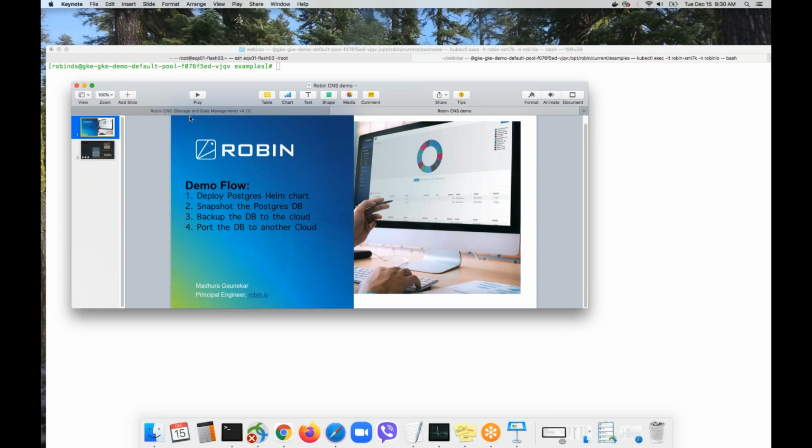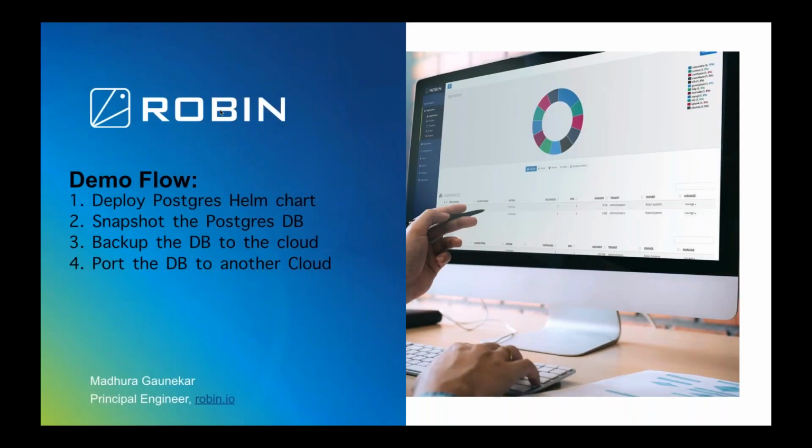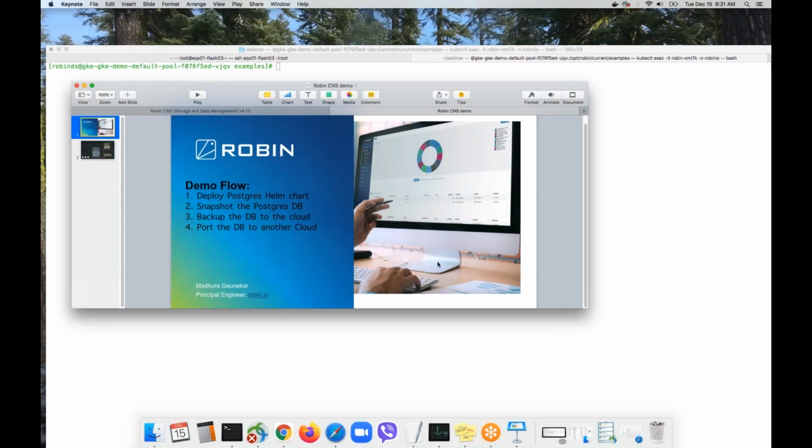Hello, thank you, Ankur. So in today's demo, we'll see how we can use Robin for multi-cloud app portability. And for that, what are the workflows? At first, we'll deploy a Postgres Helm chart. Then we'll take a snapshot of that Postgres DB and back up that DB to the cloud. And once that's done, we'll port that entire application onto an altogether different cloud platform. So without much further ado, let's begin the demo.